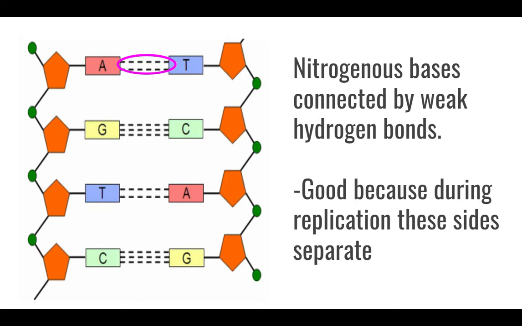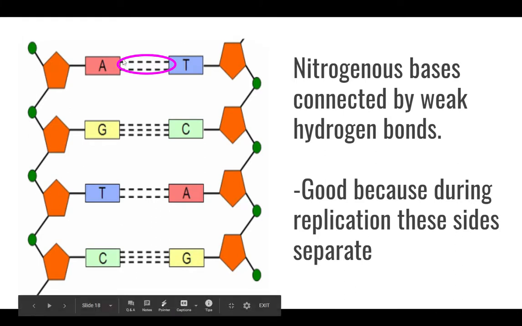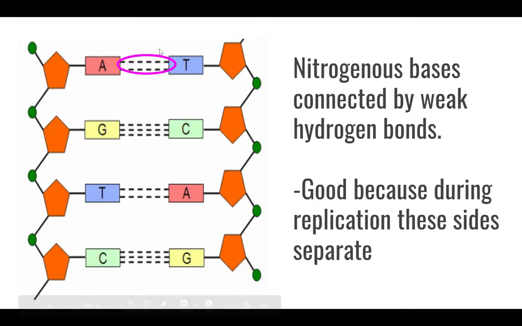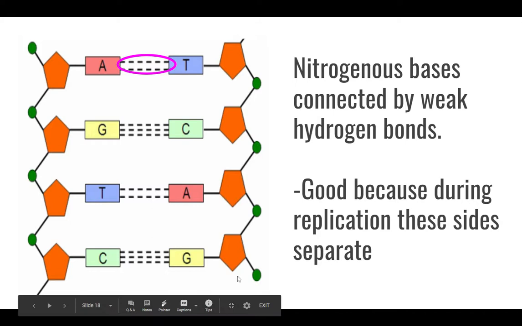But we're going to see that when we look at replication, how DNA actually copies itself, one of the things we need to do is peel these two sides apart. So we're actually going to separate the two sides of our DNA when we copy it. Having weak hydrogen bonds attaching them is actually helpful, because it makes it much easier to break these connections in order to create those new copies.